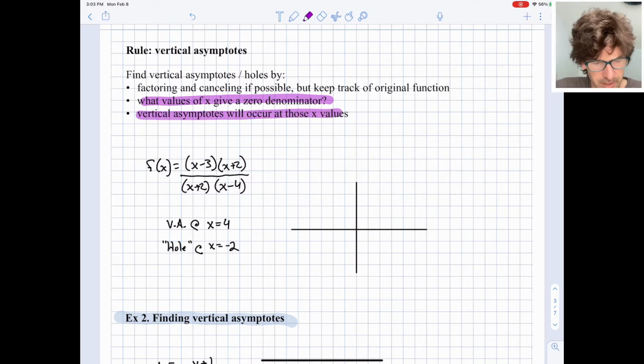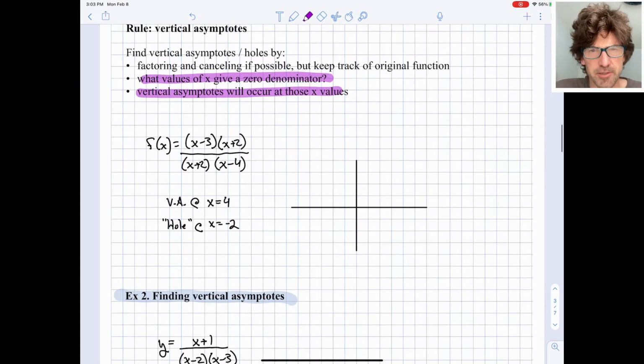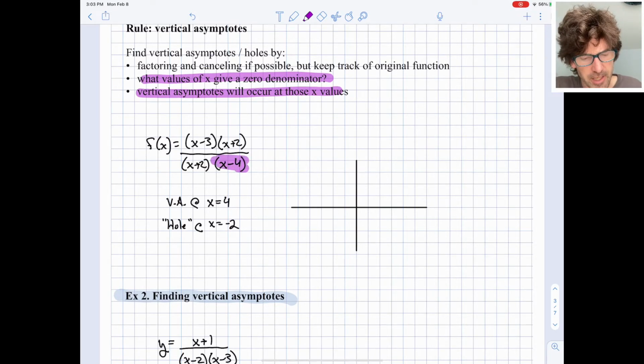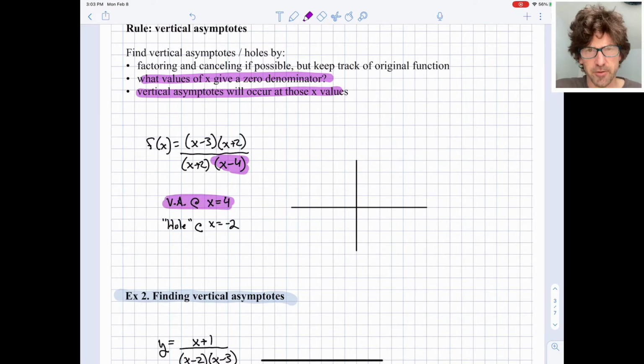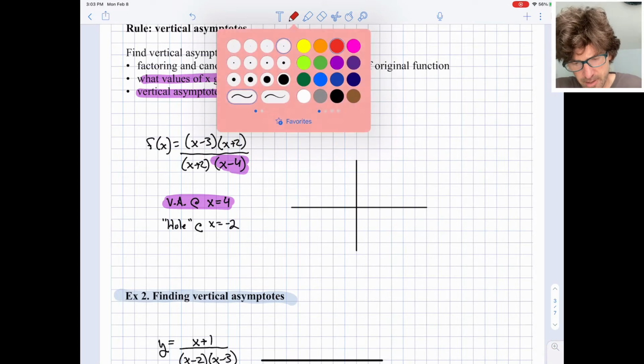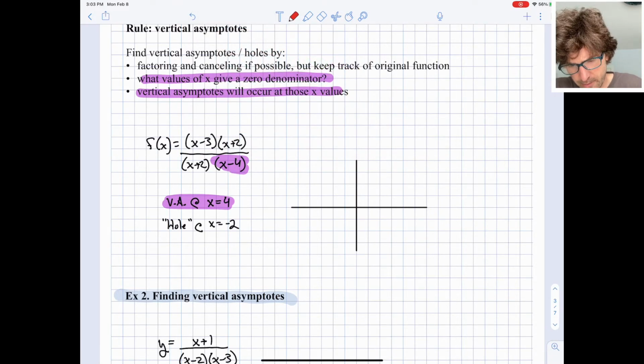So for this particular example here, f of x is x minus 3 times x plus 2 all over the product of x plus 2 and x minus 4. So x minus 4 is not cancelable with anything up top, and so we have a vertical asymptote at x equals 4. Okay, so I can draw that in. We will have a vertical asymptote along that line, or that line is the vertical asymptote. So our function would approach that line, but never touch it.